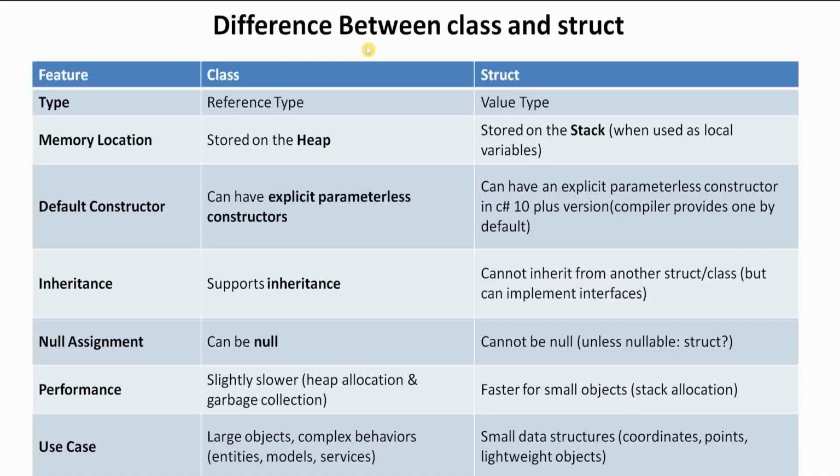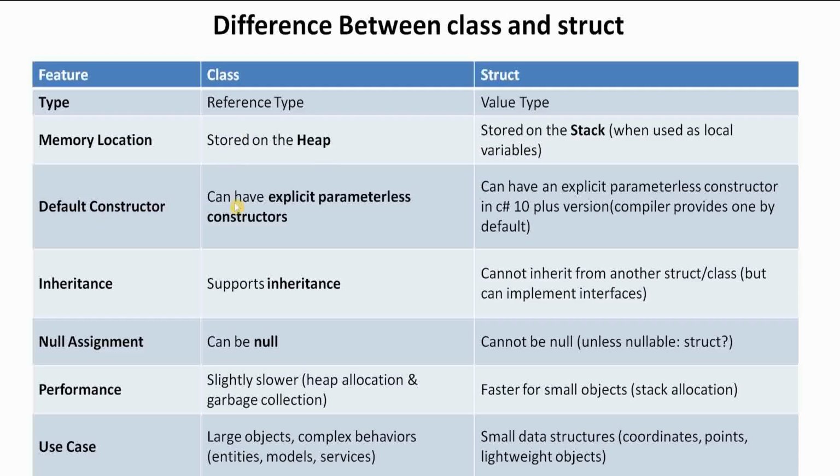Next we have the difference between class and struct. We already discussed structure in our last lectures, and today we discussed class. So let's see the difference between these two. First we have features, then class, and then structure. First one is type. In class it supports only reference types, and structure has value types. Next one is memory location, so where is the data stored? Class data is stored in heap memory, and structure data is stored in stack memory.